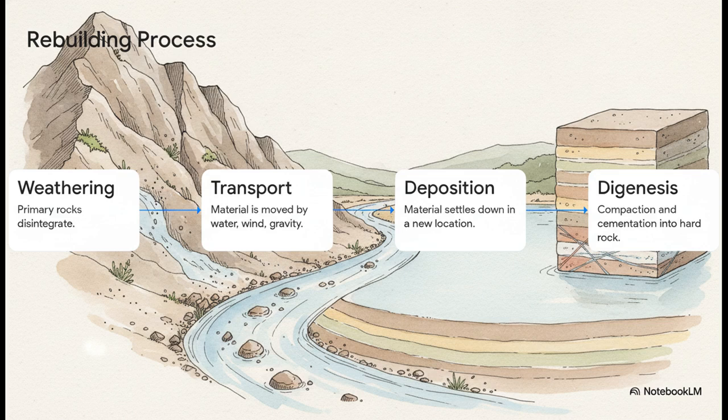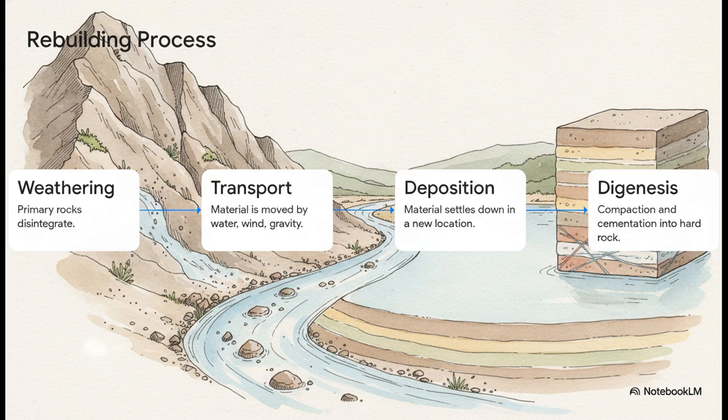Stage 2 is transportation, where things like water, wind, glaciers, or even just gravity move that fragmentary material around. Stage 3 is deposition, where all that material finally settles. And the 4th stage is diagenesis. This is where unconsolidated sediments transform into hard rock through 2 sub-processes.